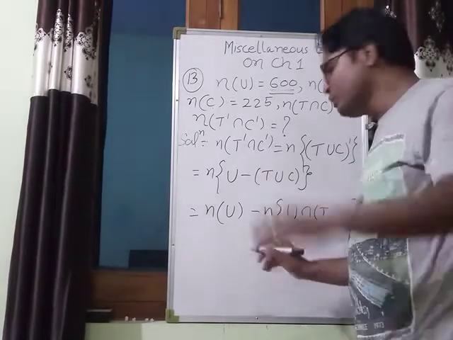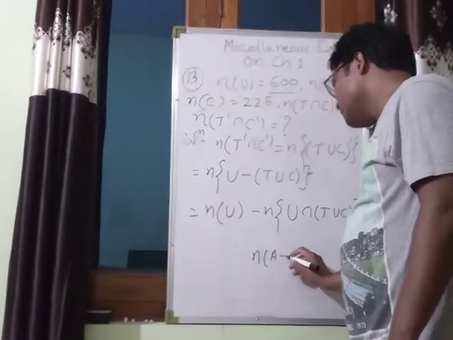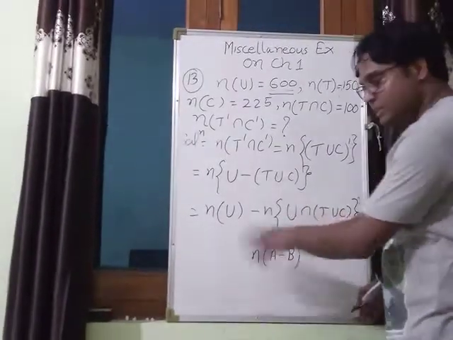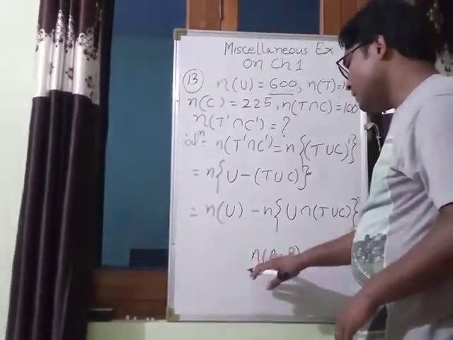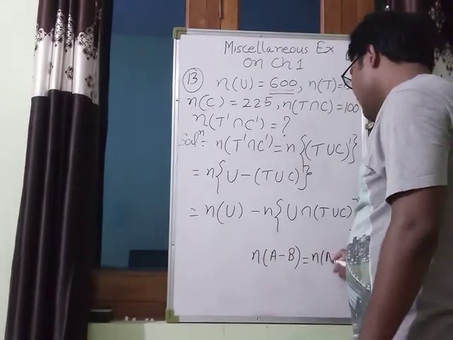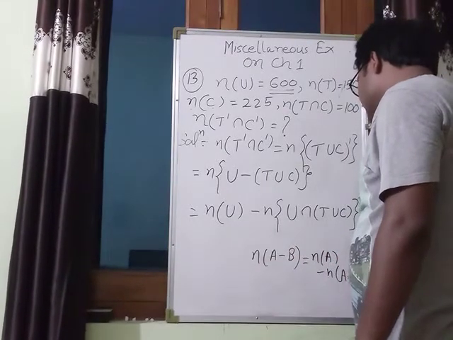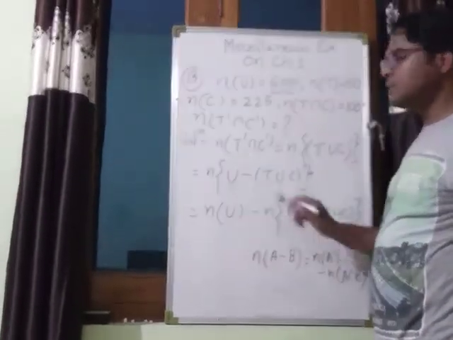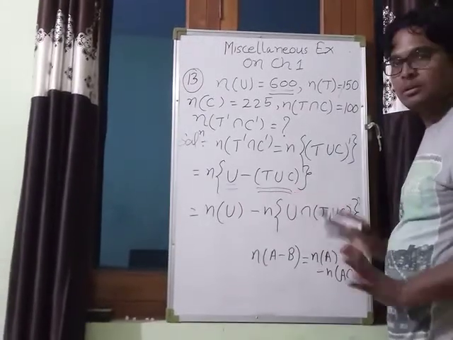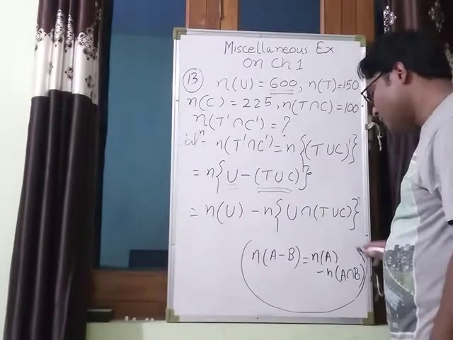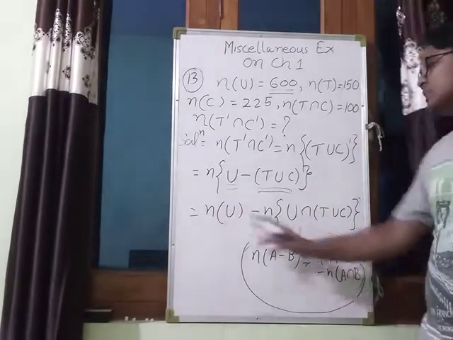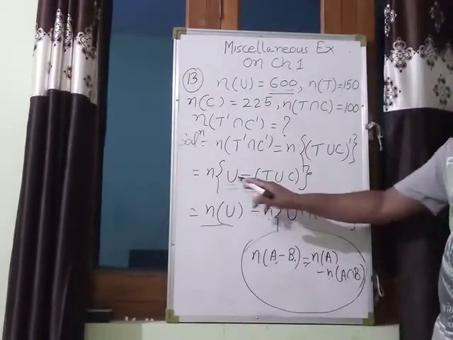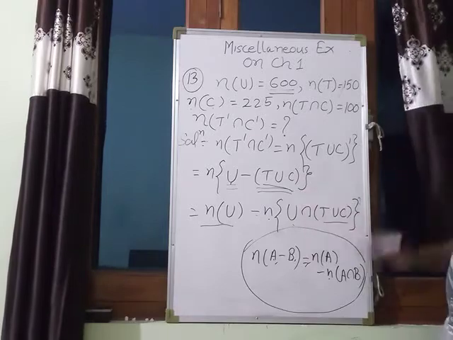Why? Because we know that the number of elements in A minus B, I have already discussed this, N of A minus B is N A minus N of A intersection B. So you can see at the place of A here is the universal set, and at the place of B here is T union C. So by using this formula, what we have is N universal set minus N of the intersection of these two, the universal set intersection this set T union C. Okay.